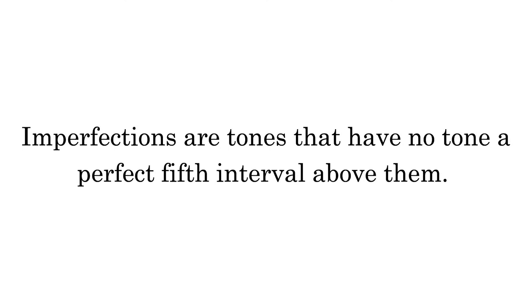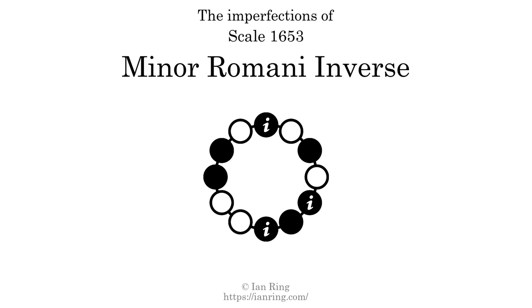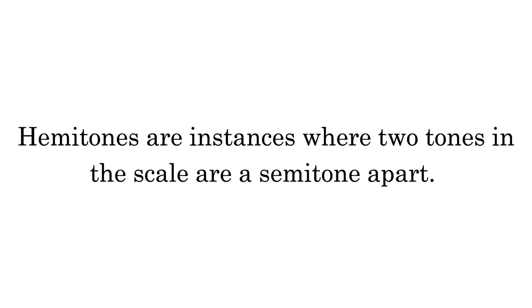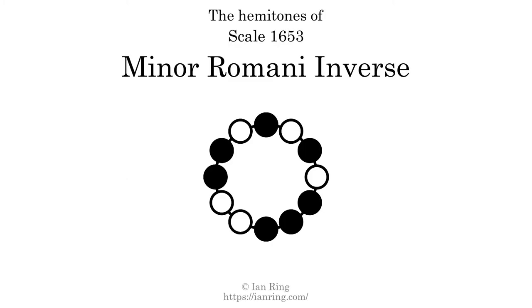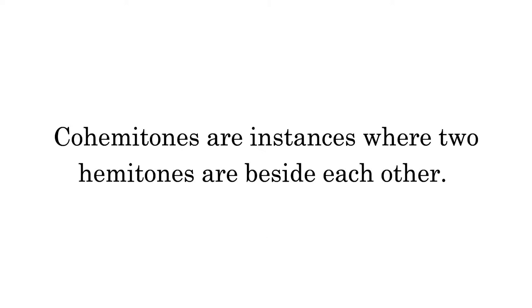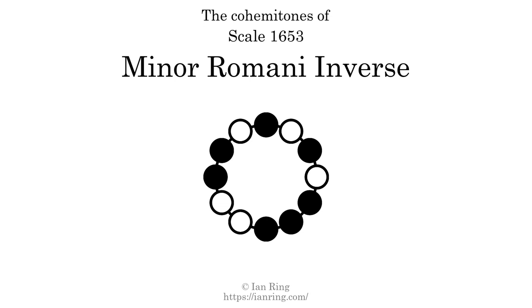Imperfections are tones that have no tritone or perfect fifth interval above them. This scale has 3 imperfections. They are at positions here, here, and here. Hemitones are instances where 2 tones in the scale are a semitone apart. This scale has 3 hemitones. They are at positions here, here, and here. Cohemitones are instances where 2 hemitones are beside each other. This scale has 1 cohemitone here.